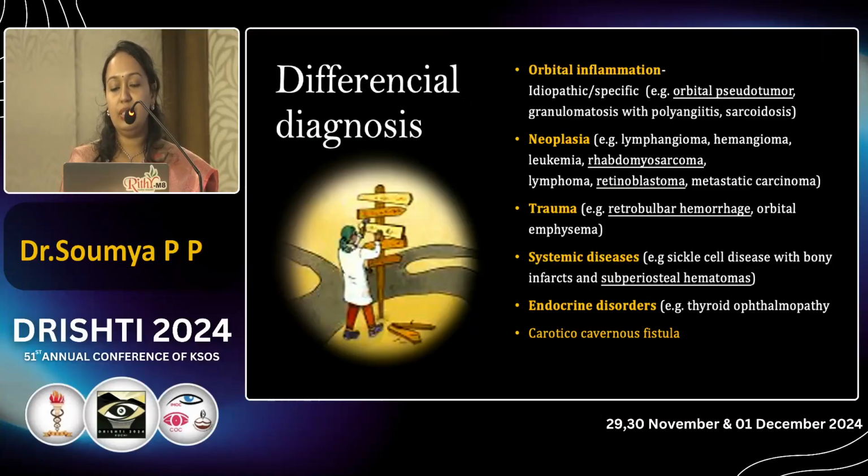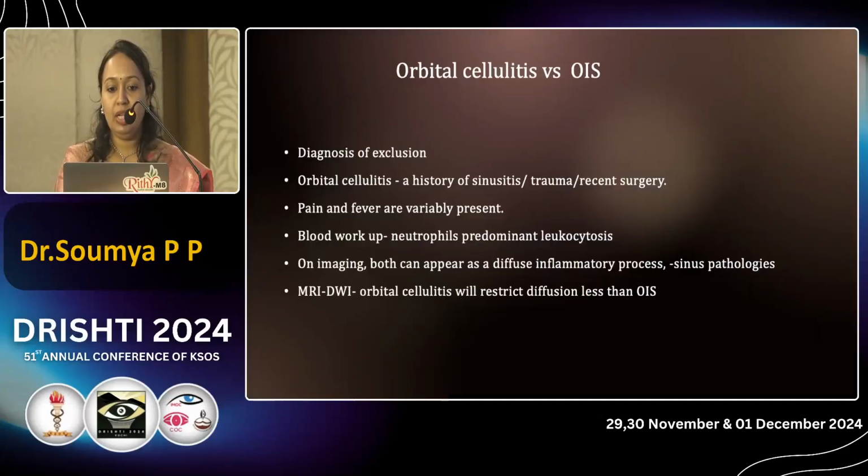So differential diagnosis, the first one is orbital inflammation. It can also mimic neoplasia, trauma. All these causes can mimic orbital cellulitis, systemic disease, thyroid eye disease, and caroticocavernous fistula. So we are always confused whether it is orbital cellulitis or orbital inflammation.